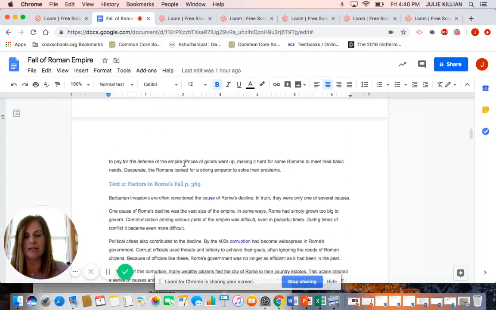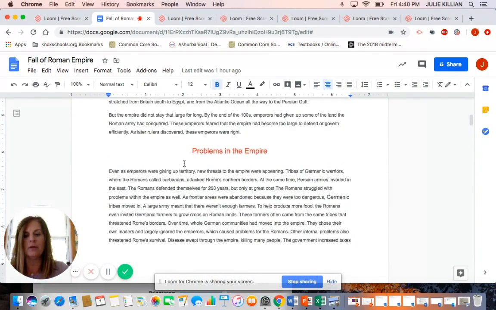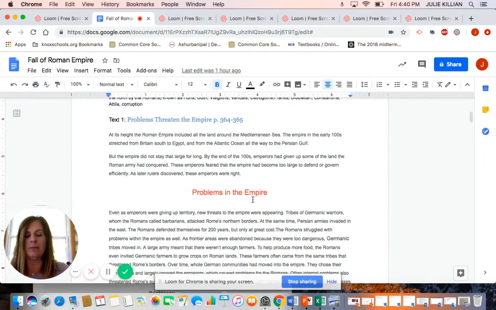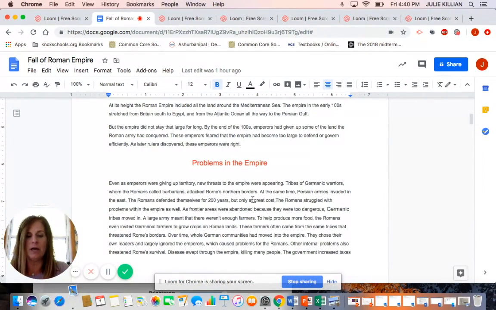So when you go back up to text 1, it talks about problems in the empire. So we're going to scan the information together to see if we can think about what would be the foreign invasions, who's coming into the Roman Empire. So I see as we read here that even as emperors were giving up new territory, new threats to the empire were appearing. Tribes of Germanic warriors, whom the Romans called barbarians, attacked Rome's northern borders. At the same time, the Persian armies invaded the east. The Romans defended themselves for over 200 years, but only at a great cost. The Romans struggled with problems within the empire as well.